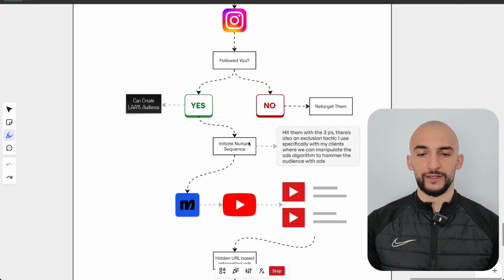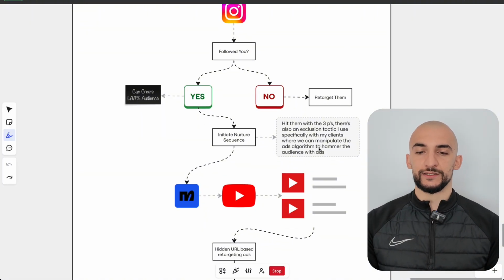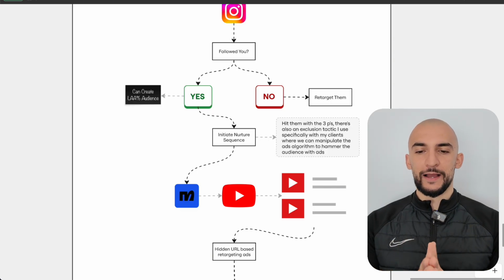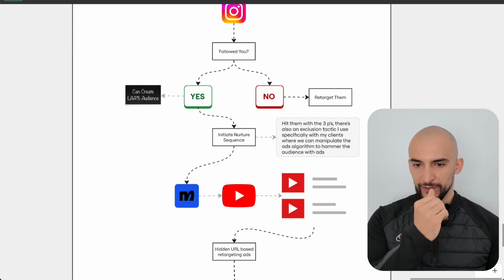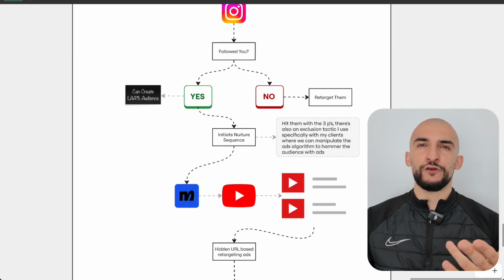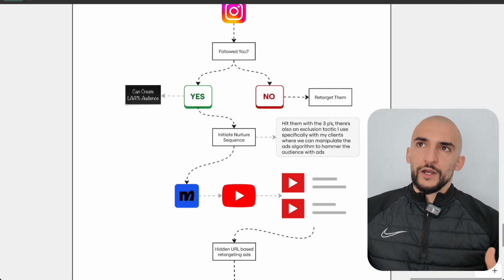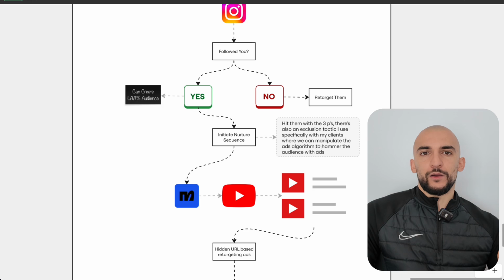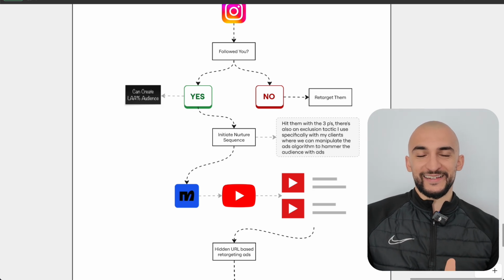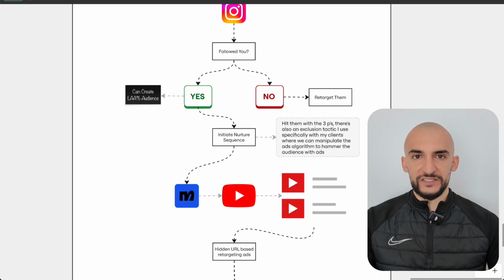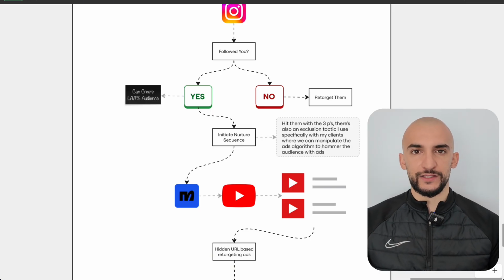So we hit them with the 3 Ps, we retarget them with a bunch of different content focused on these 3 pillars. And then there's also an exclusion tactic that we use specifically with our clients where we can manipulate the ads algorithm to hammer the audience with ads. What I mean by that is typically what you'll find is that if you've been hit with someone's ads and you don't engage with them or don't watch them, eventually they'll fizzle out and you won't see those ads. And there's a way that we can retarget these new fresh followers, where every time they open Instagram, they see the specific ads that we want them to see.